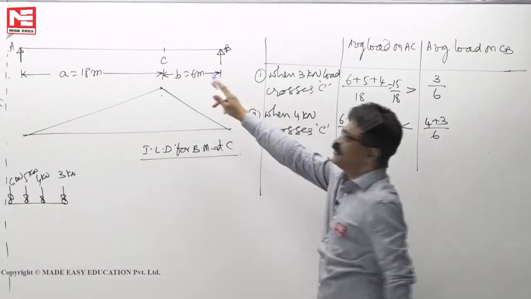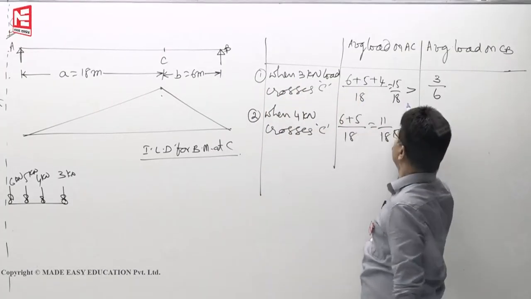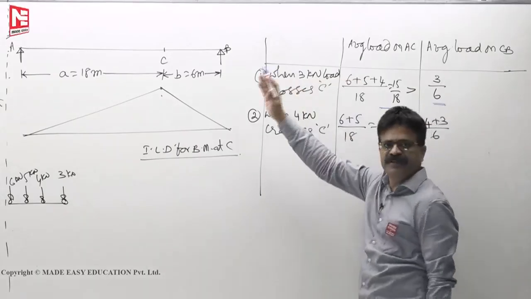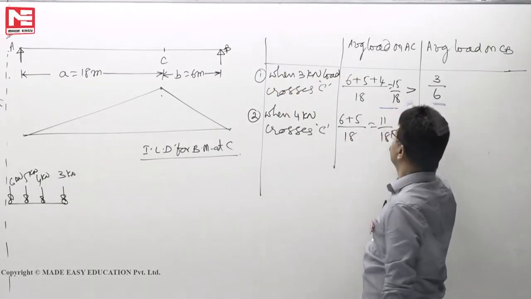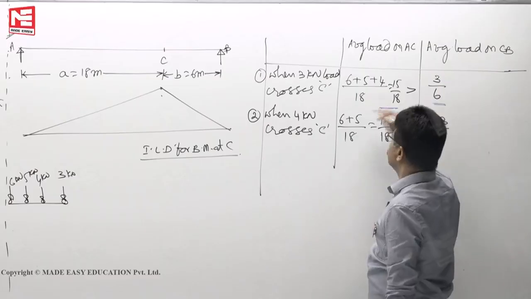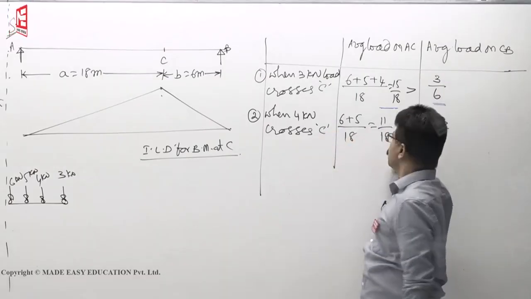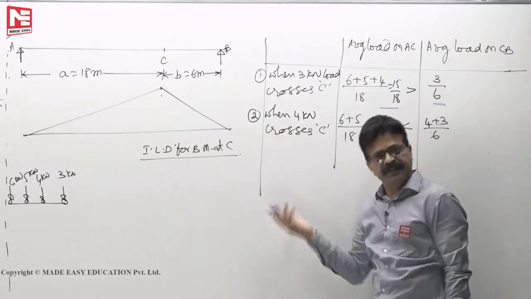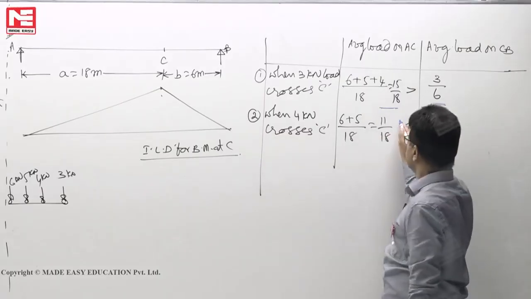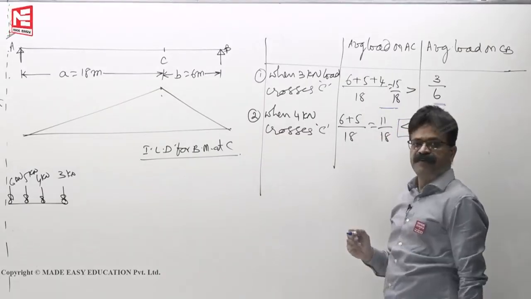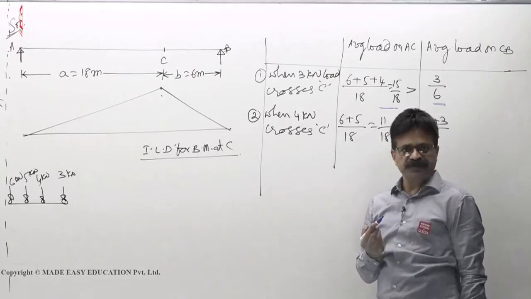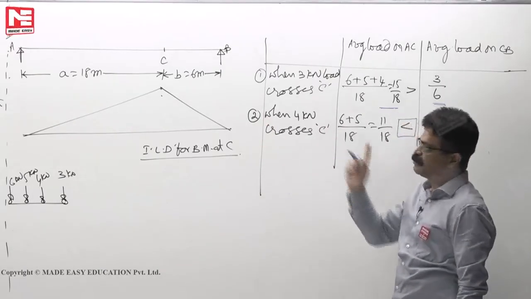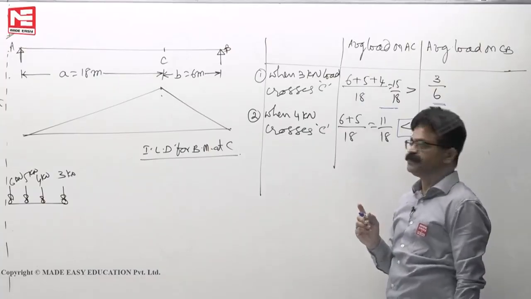See, first when 3 kilonewton is crossing, average load on AC is more than average load on CB. First more only will be there when they are moving from left to right. Okay, this is greater. Then when 4 kilonewton crosses C, equal sign didn't happen, because magnitudes are such that it can be equal or it can be, next choice is less than. Where that change of sign happens, we have to see. Under that load, you have to keep, you will get maximum bending moment at that section.